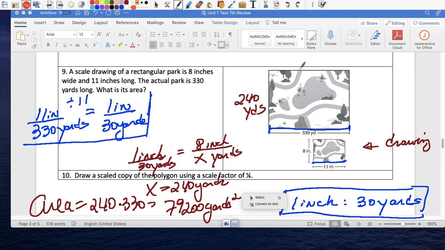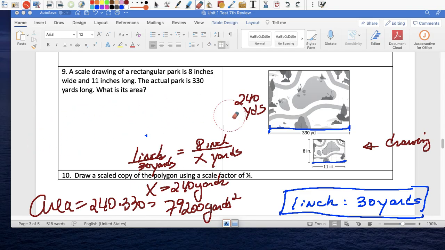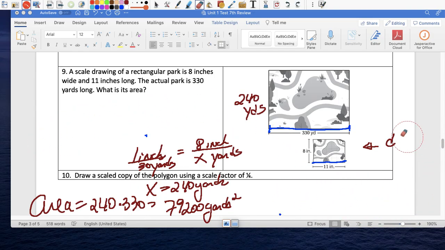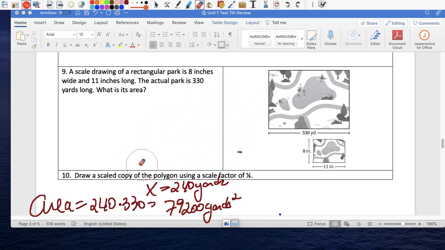Could we have done this in a different way? And yes, you could have. And I don't know how many of you would have done it this way. So surprise me. Let's go back. Right, so I'll keep my answer here. We found our answer, but could we have done it in a different way?